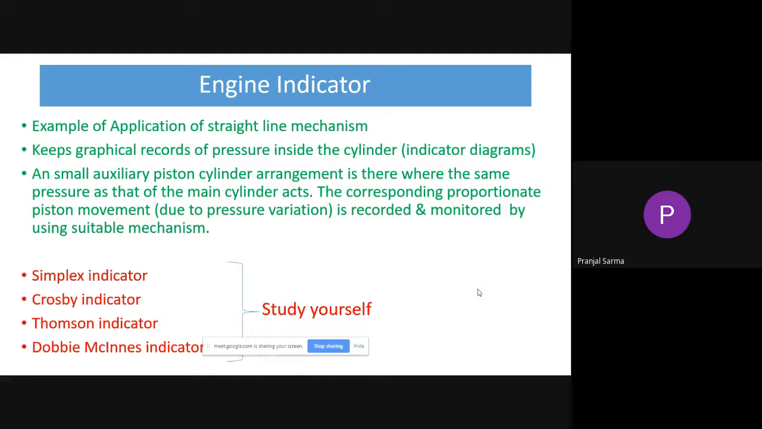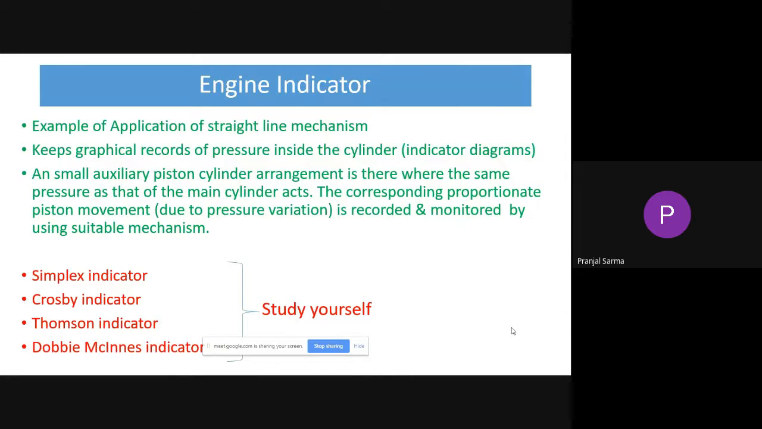So what is the basic idea? How do we use this particular type of straight line motion mechanism to give an indication of the pressure inside the cylinder? The basic working methodology is that we use a small auxiliary piston cylinder arrangement. In that smaller one, the same pressure as that of the main cylinder acts. So depending on the behavior of the pressure, whether it is going up or down, the smaller piston cylinder arrangement also gets actuated.